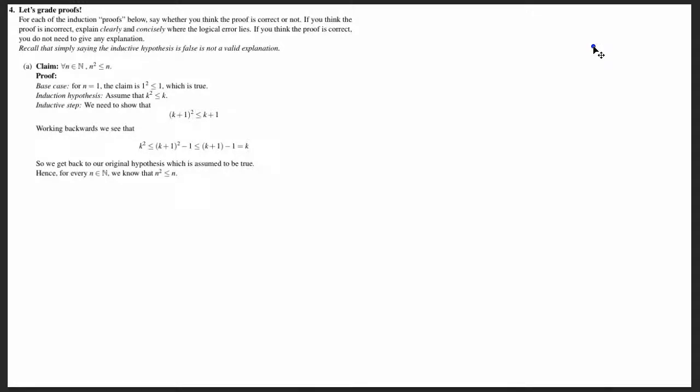Welcome to problem 4. We are grading some proofs here and hopefully the solution here will be short. So basically, clearly n squared is not less than or equal to n, and let's plug in an example. So n equals 1 works for this particular case, but let k equal to 2.